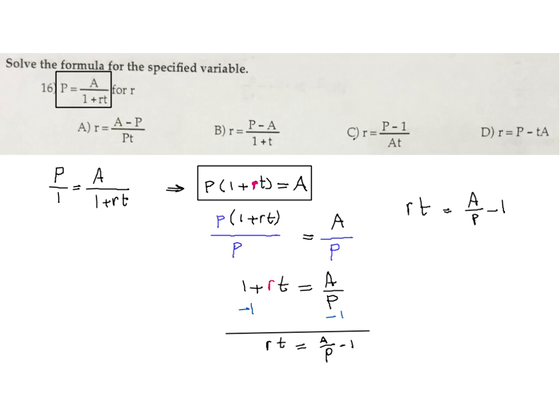We can divide each term by T, right? Or multiply each term by 1 over T. Does that make sense? Okay, so if I multiply each term by 1 over T, we have 1 over T here, 1 over T. So this is how you isolate R. So R then would be equal to A over P minus 1 over T. Does that make sense?